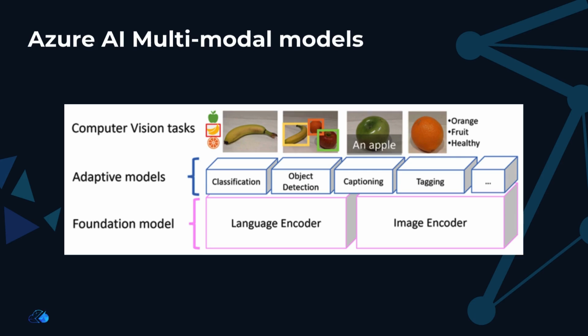Let's talk about Azure AI Vision multimodal models and how they can help us understand images better. First, let's take a look at how keyword search works. Keyword search is the most basic way to find information.